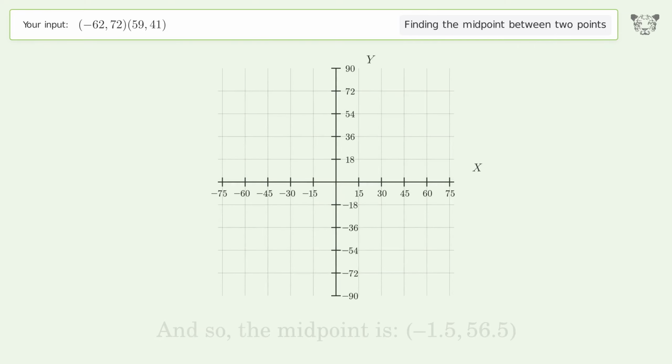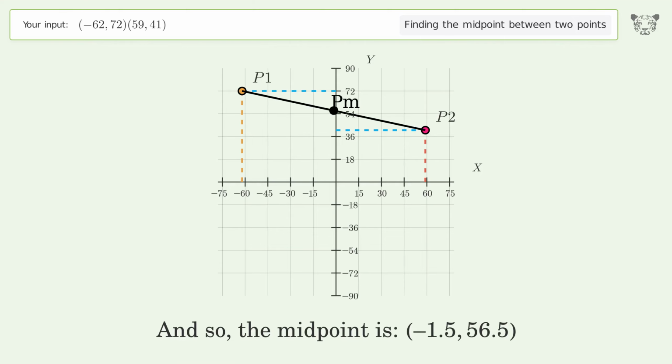And so, the midpoint is negative 1.5, 56.5.